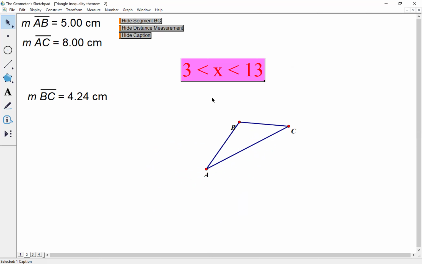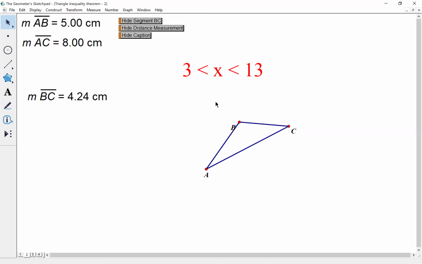So I'm going to come out with my statement here. I'm going to call the third side X because I don't know it. I'm going to say it is between 3 and 13. It has to be more than 3, but it has to be less than 13. And we saw it here in our case.